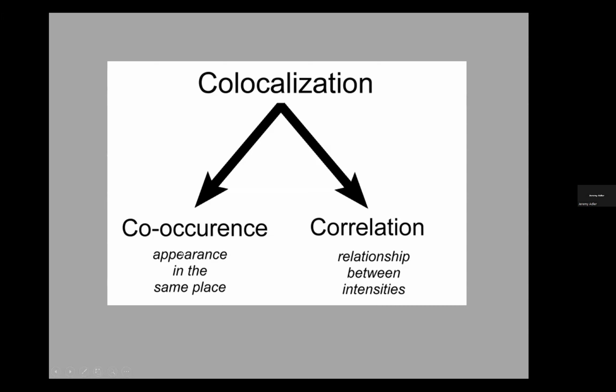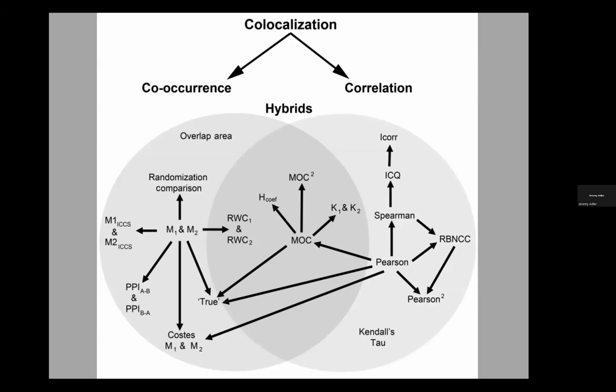Co-occurrence, which covers their appearance or presence in the same place, and correlation, which considers the relationship between intensities. The major point is these are totally different measurements. Ideally, you should measure both. Which one you would choose, or whether you would make other measurements, really depends on your underlying scientific question. But the major point is they are totally different.